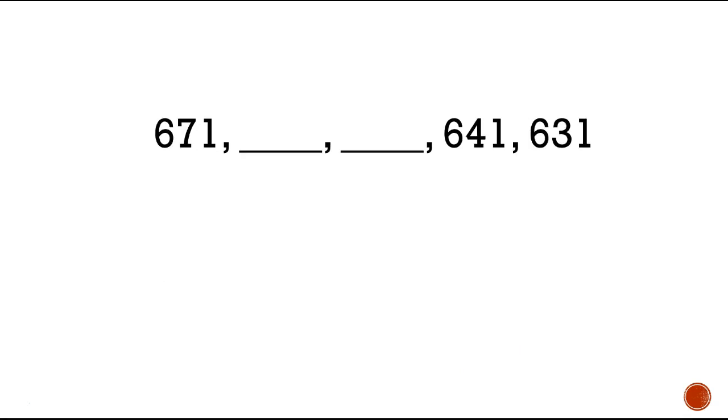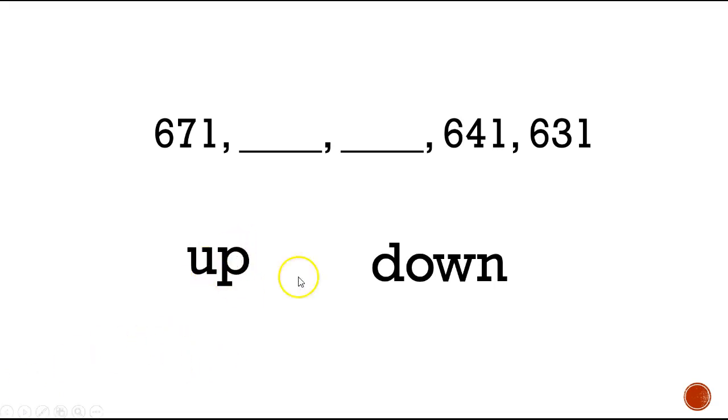Alright, so now what we need to do is take those strategies where we look to see if the numbers are going up or down, and if they're going up by tens or down by tens, or up by ones or down by ones, or up by hundreds or down by hundreds. So we're going to take that strategy and we're going to be able to fill in the blank. The first thing we need to do is look to see if these numbers are going up or down.